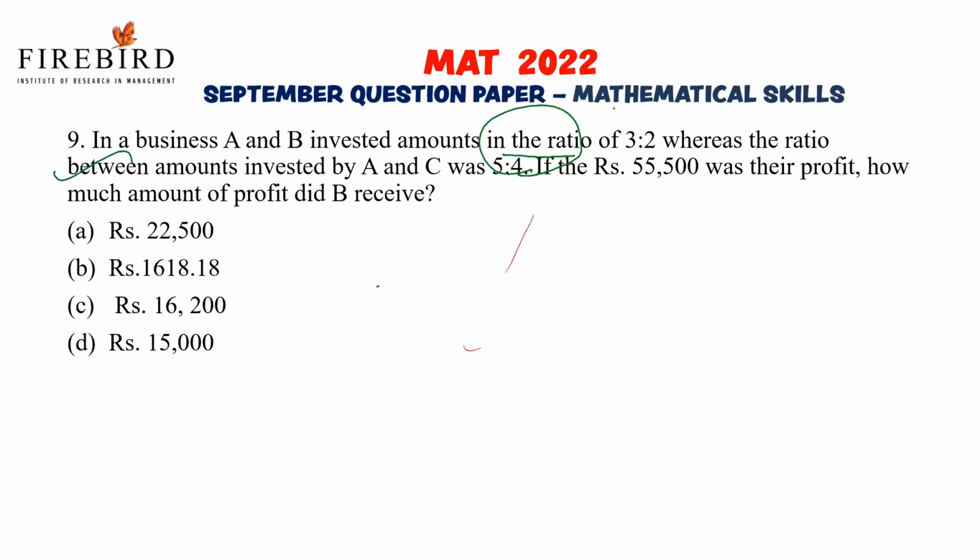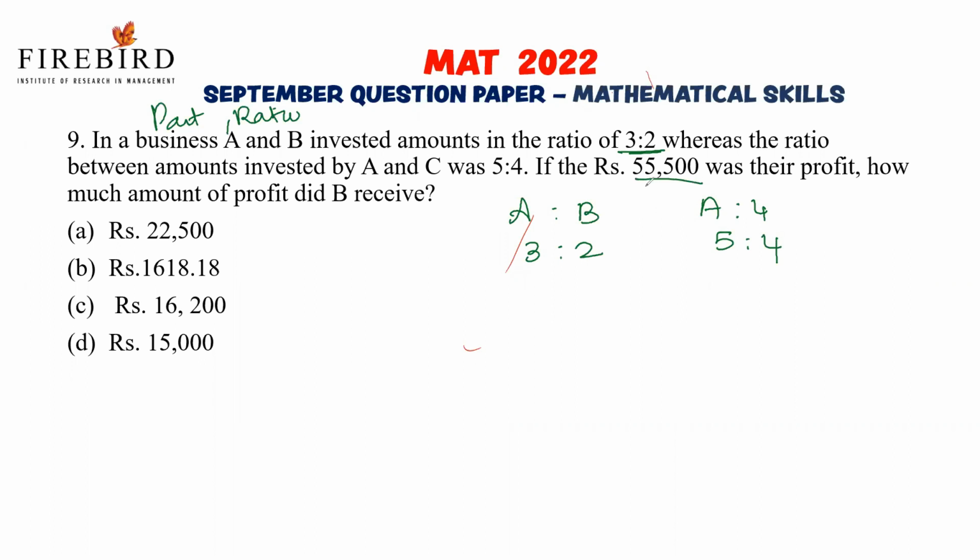Now, see here. In a business A and B invested amount. Again, it is a question based on investment. It comes under the partnership topic, right? Now see here. In a business A and B invest amount in the ratio 3 is to 2, and A and C invested in the ratio of 5 is to 4. See, it is a question based on both partnership and ratio concept.